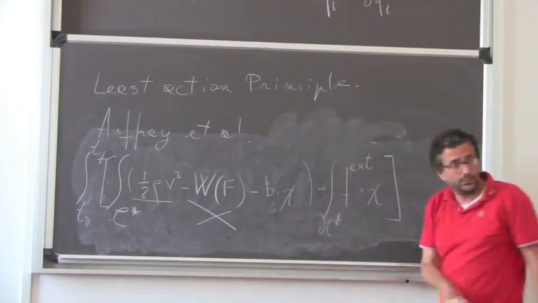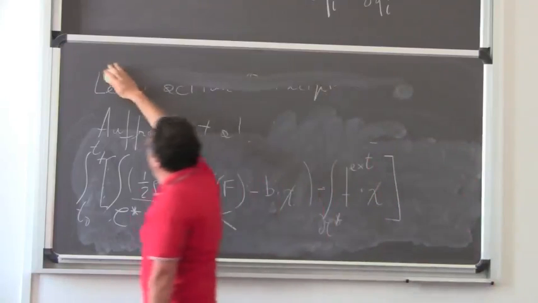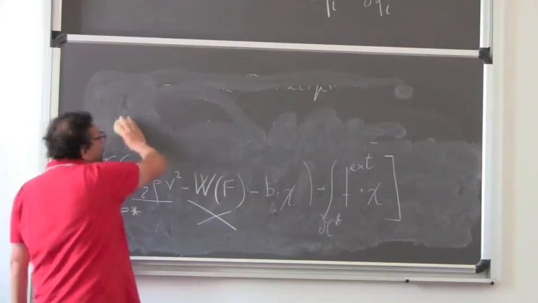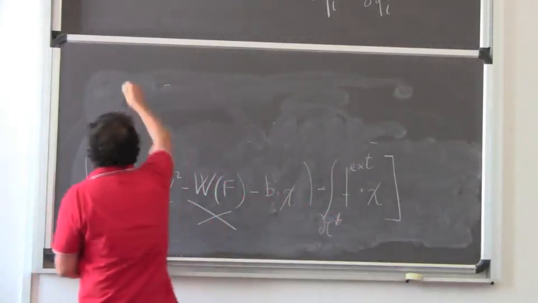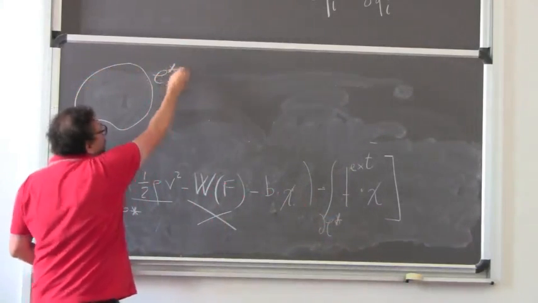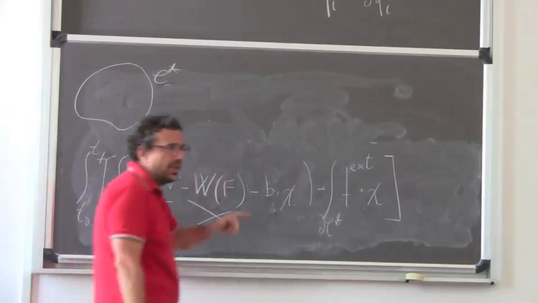What do we do? We take the volume C star. This is what you are doing with constant. You take your volume C star, okay? You cut it into pieces. Each piece is a finite element.